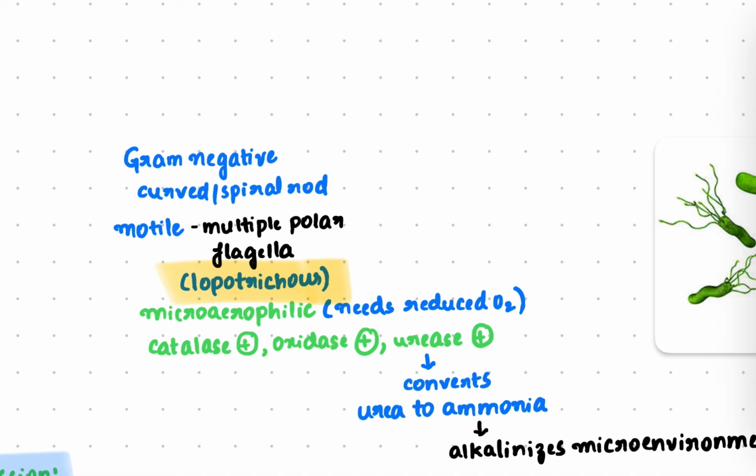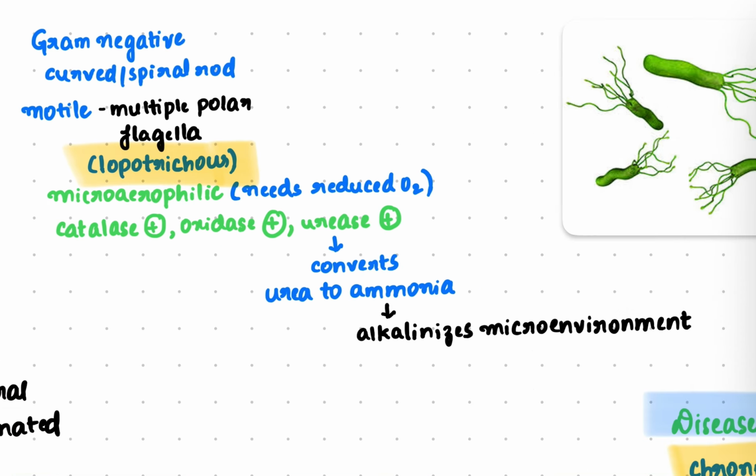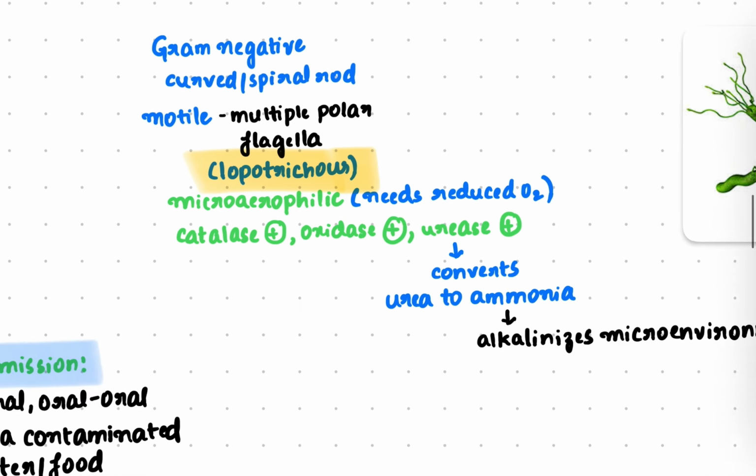It is also microaerophilic. Micro means a little, aerophilic means oxygen needing, so it needs only a reduced amount of oxygen. It is also catalase positive, oxidase positive and urease positive. Urease positive means it will convert urea into ammonia. The ammonia is a base, so it will alkalize the microenvironment.